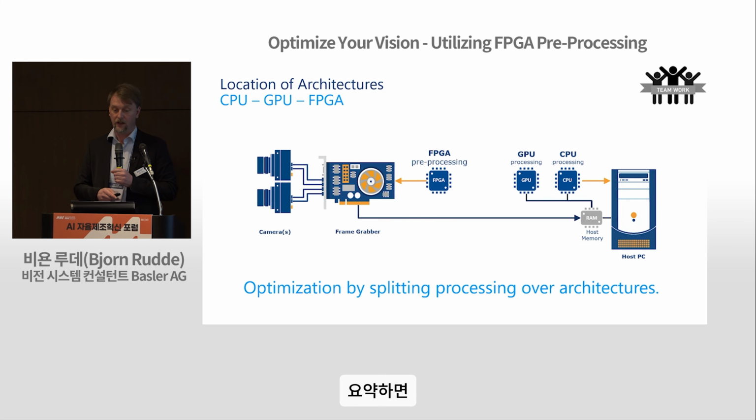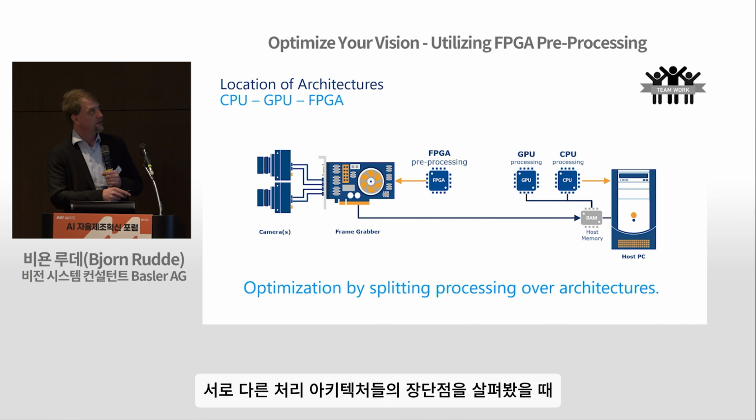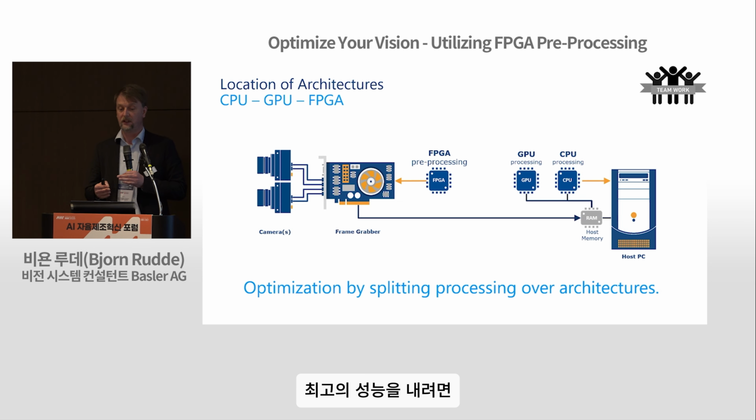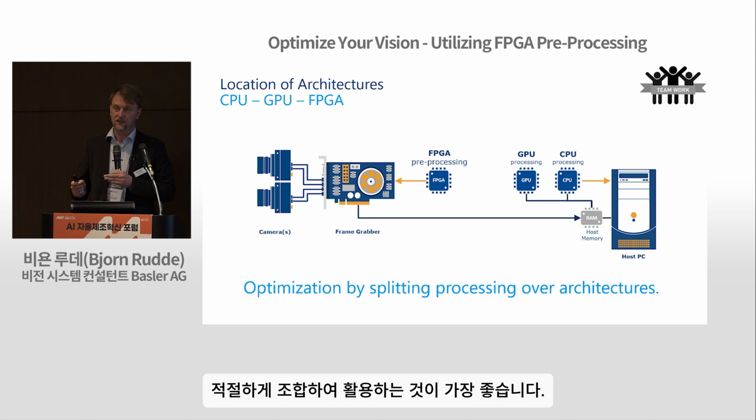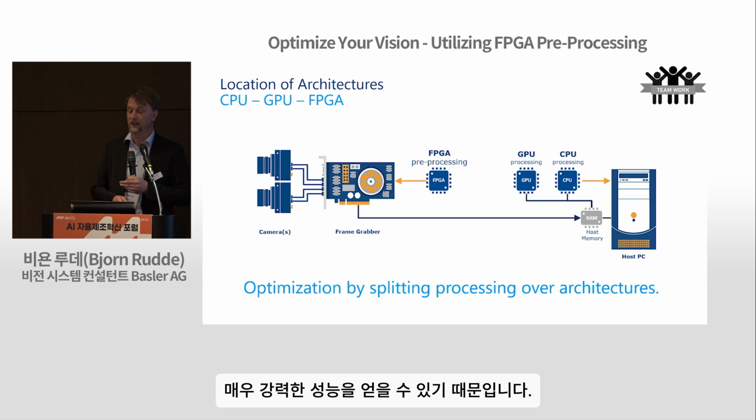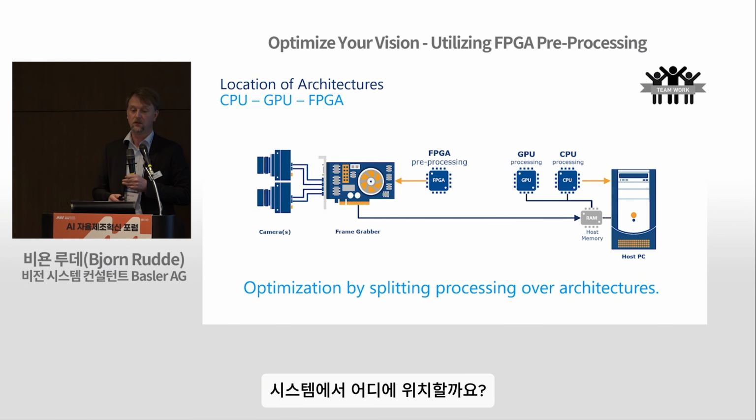So when we now, as a summary, take together that we here see different processing architectures, so the CPU, the GPU, and the FPGA, and if you want to reach highest performance, the best option is using all of these three architectures together as a team, because as a team, these architectures are really strong. So where can these architectures be found?